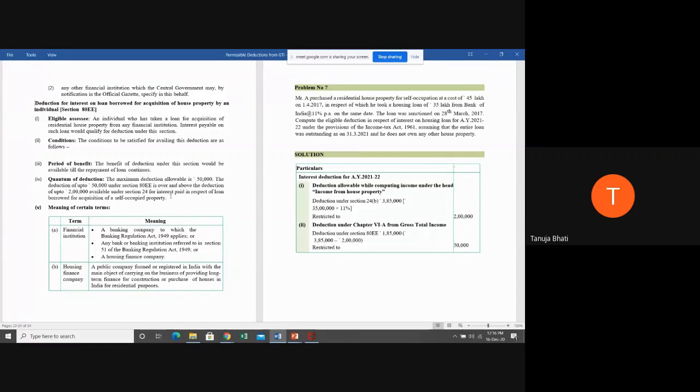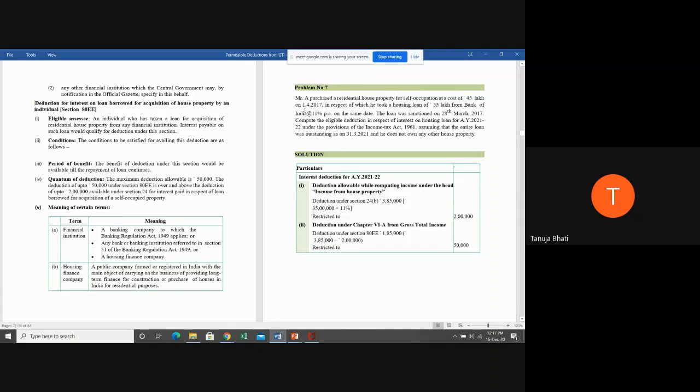Students, if you remember the theory of module number 2, that is income from salaries and house property, in that house property I told you that there is a deduction for the interest on capital borrowed. For that, you get a deduction of 2 lakh rupees. Now, this deduction under section 80EE is over and above that 2 lakh rupees. That 2 lakh rupees deduction you will get only under income from house property. Apart from that, a further 50,000 deduction you will get for interest on loan borrowed for acquisition of house property by an individual. Here they have explained the meaning of financial institution and housing finance company.